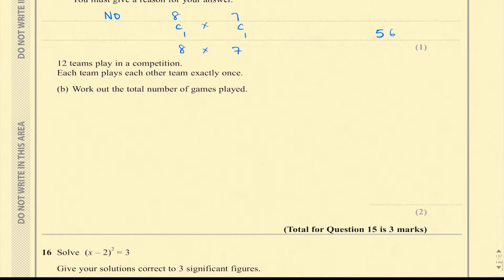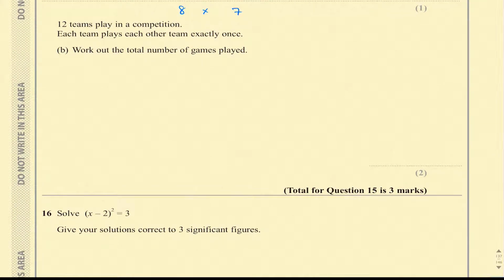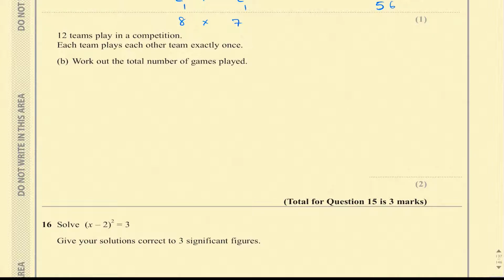Let's look at the B part. 12 teams play in a competition. Each team plays each other exactly once. We need to work out the total number of games played. To work out the total number of games, if you're one of 12 teams and you play all the others, you will only play 11 teams. So the total number of games is just summing 1 plus 2 plus 3 all the way to 11. Basically, that's what we're doing.